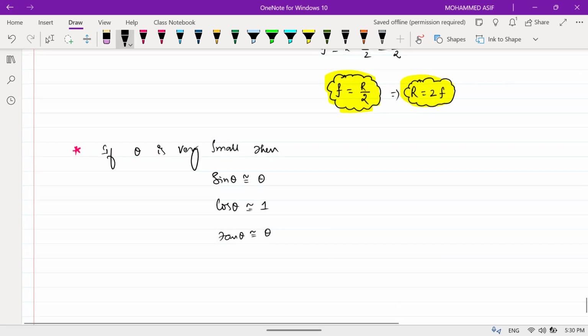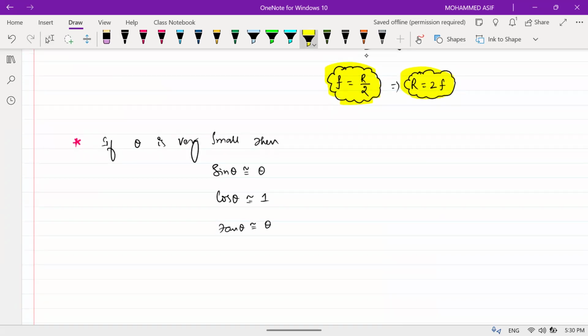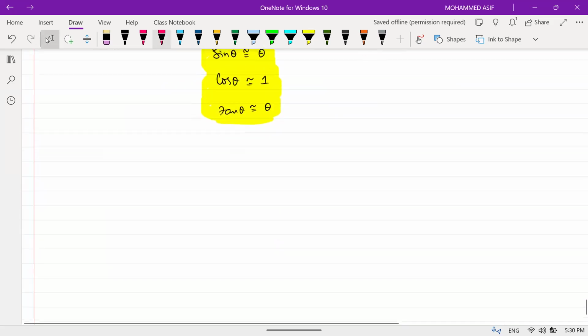If theta is very, very small, we'll be taking sin theta equal to theta, cos theta equal to 1 and tan theta equal to theta. When? When theta is very small, like 2 degrees, 3 degrees, lesser than 10 degrees. Clear? Now this is very important.